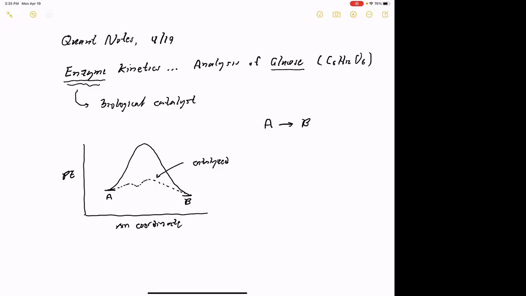Also, as was mentioned, a catalyst doesn't get used up in the reaction. So it might actually be a reactant, but it gets regenerated, for example, in a subsequent step in the mechanism. Okay, so we say that the catalyst doesn't get used up. All right, so that's essentially how a catalyst works.